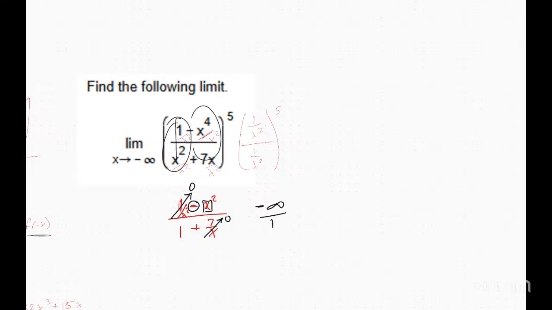I'm going to ask him about this question tomorrow. Oh, you know what I forgot to do? This was all raised to a fifth power. So it's still negative infinity raised to a fifth power. Wouldn't that still be negative infinity? Exactly, which is still negative. That's what I was getting at.